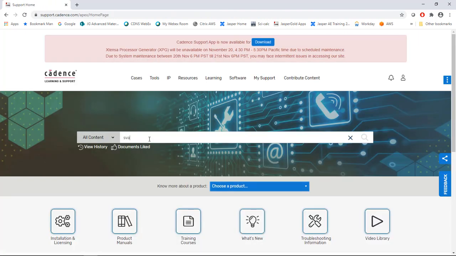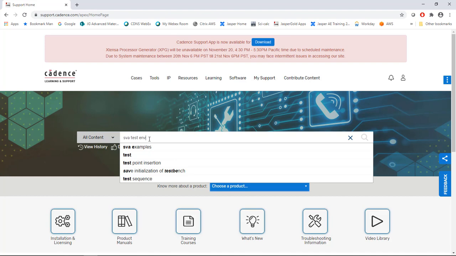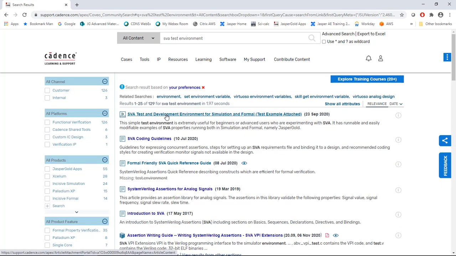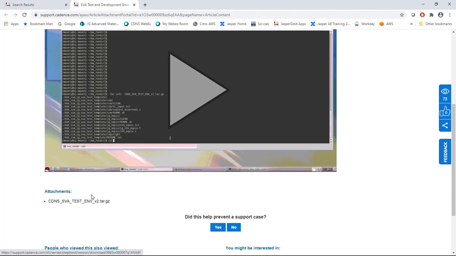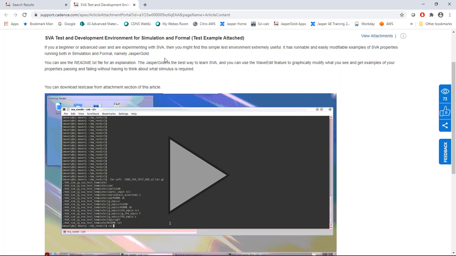And if you just search for SVA test environment, click on the top hit. And what you have here is that test environment that you can download. There's a link to the tar file. It deals with both simulation and formal in the simplest way possible in order for you to evaluate SVA expressions yourself. Jasper's by far the best way to learn, in my opinion, because you can use things like quiet trace. You can drag the actual waveforms presented to you around using wave edit to test your theories about how the property works or not.